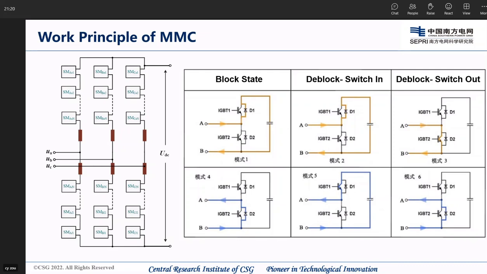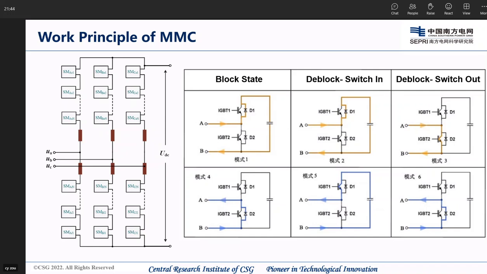The deblocked switching in means the upper IGBT1 is switched on and the lower IGBT2 is switched off. The DC capacitor is always connected in the DC branch, so this is why it is called the switch in.